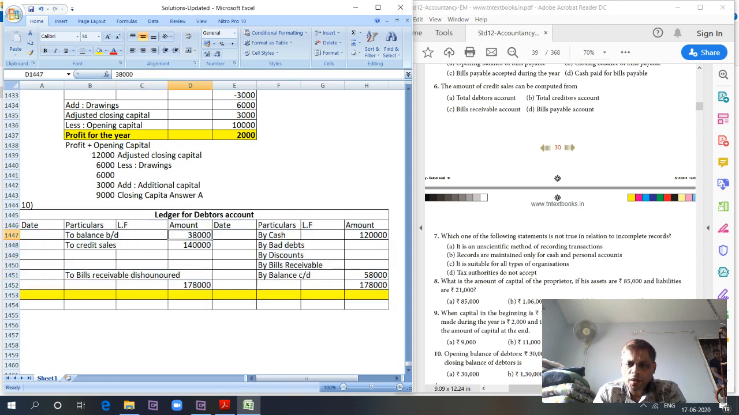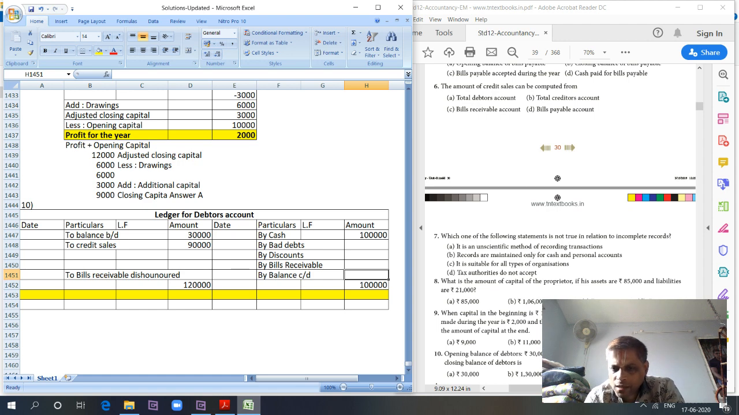What are all the things that we have? Opening balance of debtors is 30,000, right? And cash received is 1 lakh. And then we have credit sales of 90,000. Then what we have to calculate is the closing debtors account, right?